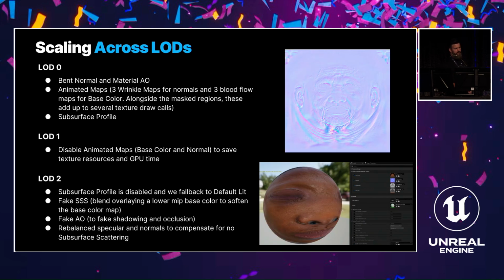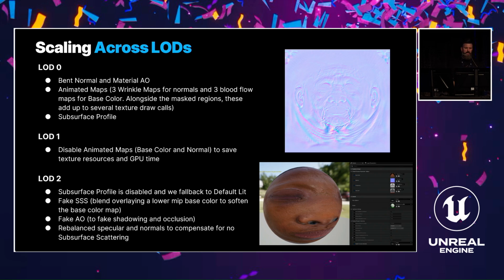So the highest LOD material we expect to be used for hero characters and cutscenes, so it uses the following features. It has a bent normal, material ambient occlusion, animated maps, 3 wrinkle maps for normals, and 3 blood flow maps for base color. It also has a subsurface profile.